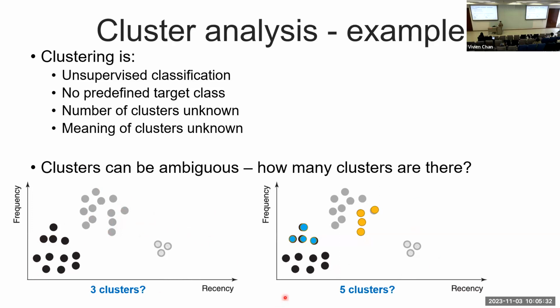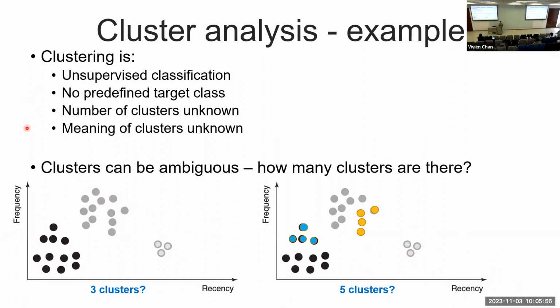You see the data points are actually the same. That means you can divide them into 3 clusters like this, or you can divide them into 5 clusters like this. So whether you should choose 3 clusters or 5 clusters, which is the optimal number? That is one of the questions that you need to solve.